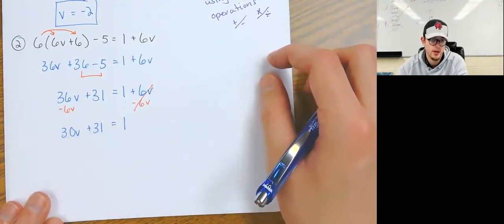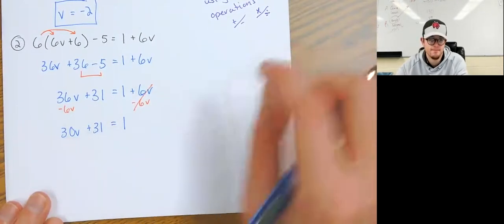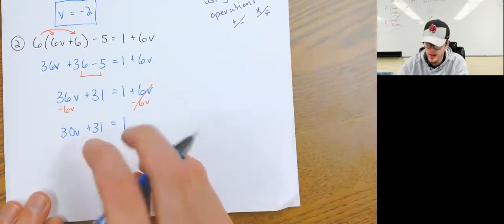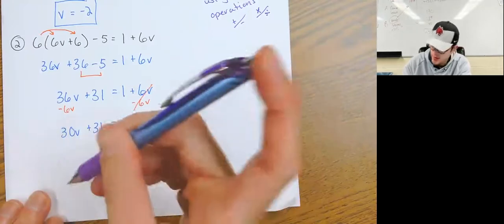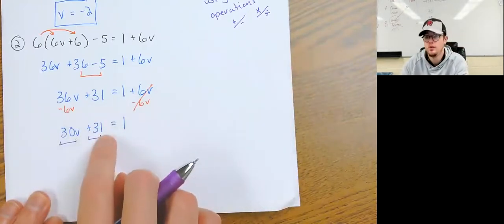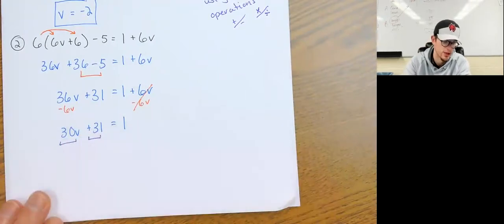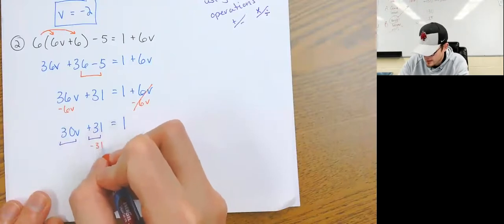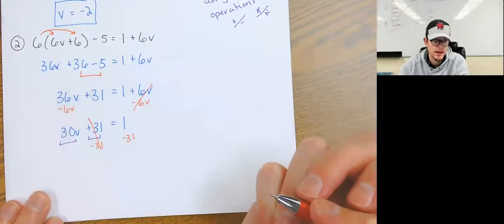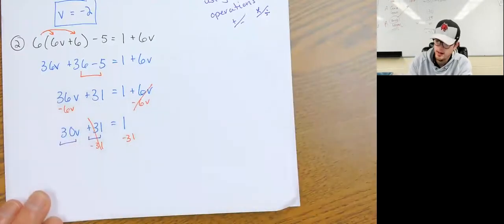Okay, all right. So now what do I cancel out? I got this 1 by itself over here. I have this v, but it's not by itself. I have 2 terms over here. And this one I don't want over there at all. So how do I get rid of that term? How do I get rid of a positive 31? By subtracting 31. Now it's gone.